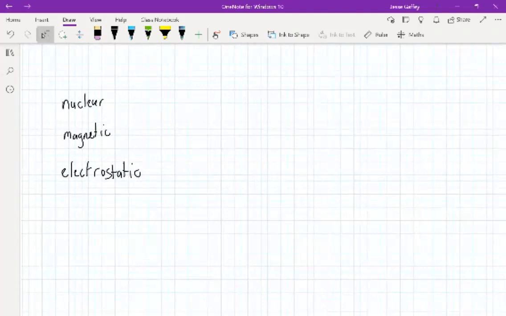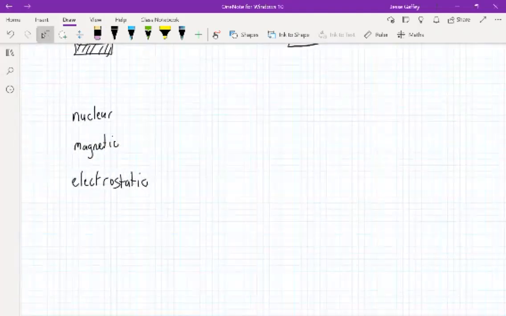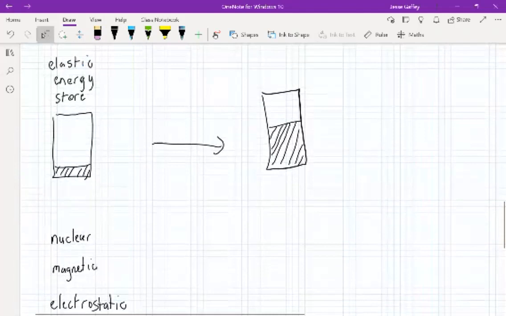I suppose if anybody's ever rubbed a balloon off their head or off their jumper and charged it up and then tried to stick it to the wall, if you've ever done that, then you were dealing with energy. You were adding energy to the electrostatic store of the balloon. But you don't really need to know any more than that. We're just going to focus on the 5.